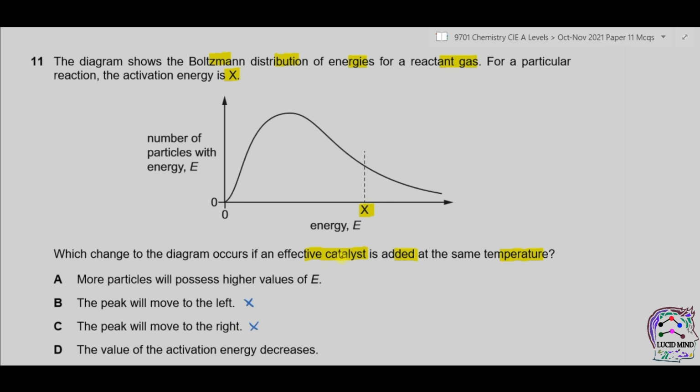Second thing is the addition of catalyst. Now what happens is that catalyst only decreases activation energy. So now more molecules will be able to convert into the products. A: more particles will possess higher values of E. Catalyst does not provide energy to the molecules. This is wrong. D: the value of activation energy decreases. This could be the correct one. Correct answer is therefore D.